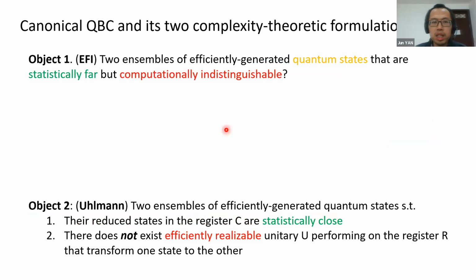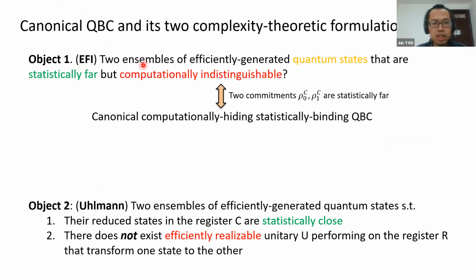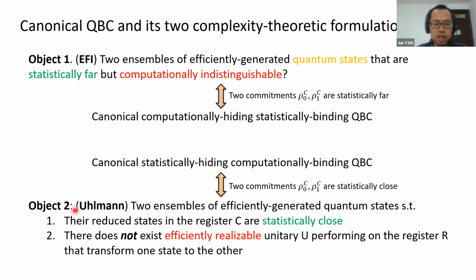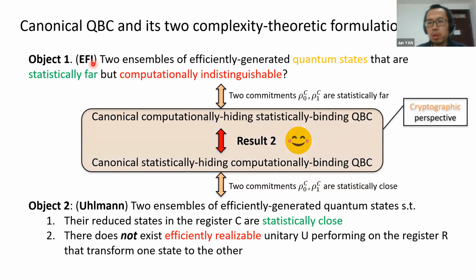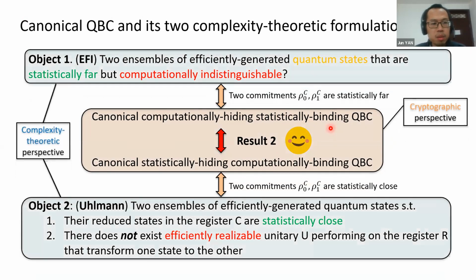So let me illustrate their relations by this picture. We have EFI and UHLM. If you look closer at this EFI, it is actually canonical computationally hiding statistically binding QBC in disguise. And similarly, this UHLM is just a canonical statistically hiding computationally binding QBC in disguise. So in this work, we establish the equivalence between these two flavors of canonical QBC, and in turn, EFI and UHLM. So seeing from the cryptographic perspective, we have two flavors of QBC, while seeing from the complexity theoretic perspective, we have EFI and UHLM, respectively.